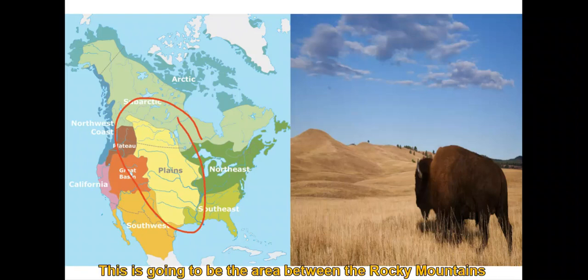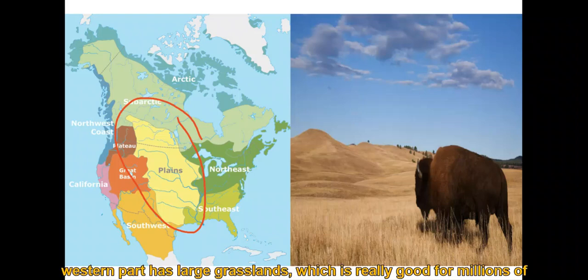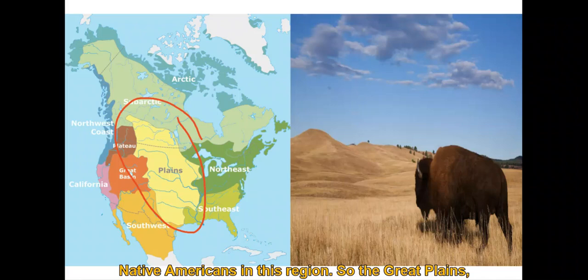This is going to be the area between the Rocky Mountains and the Mississippi River. So this is a very large area, and the eastern part is very wet, and the western part has large grasslands, which is really good for millions of buffalo to graze on. And buffalo was used in every part of life for Native Americans in this region.